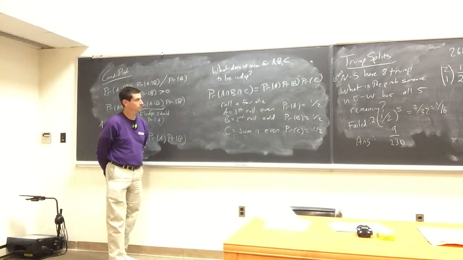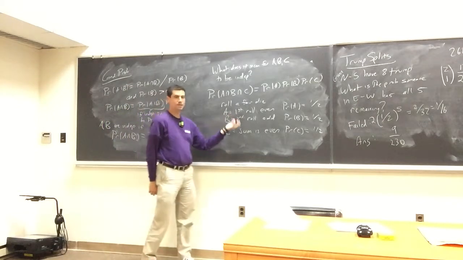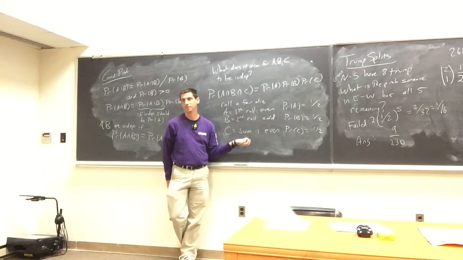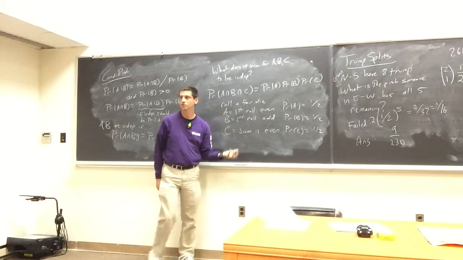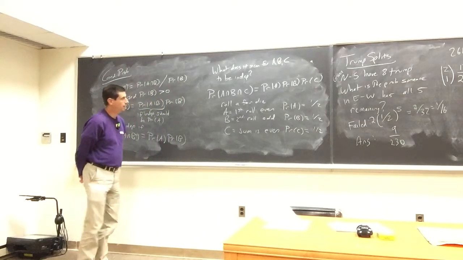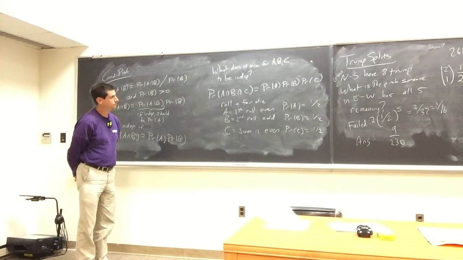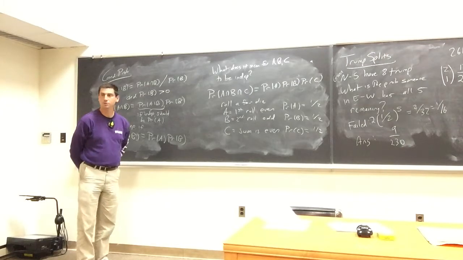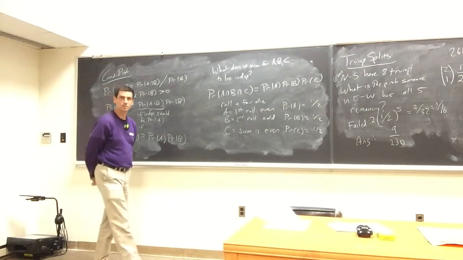What about now? Are these events independent? No. Again, if A and B both happen, then C can't happen. So here's a situation where the product of the probabilities is not the probability of the intersection. They're not going to be independent.